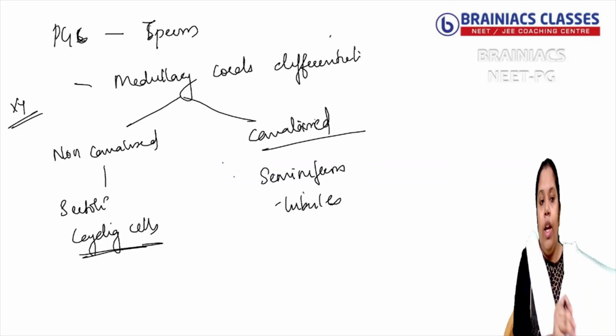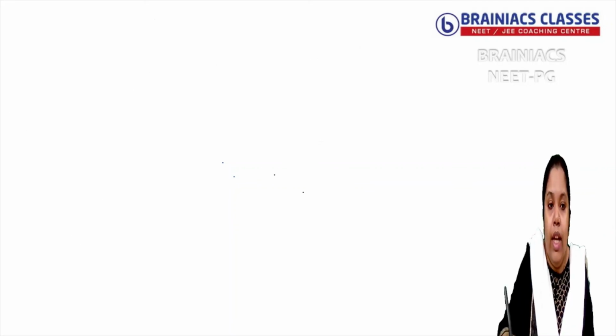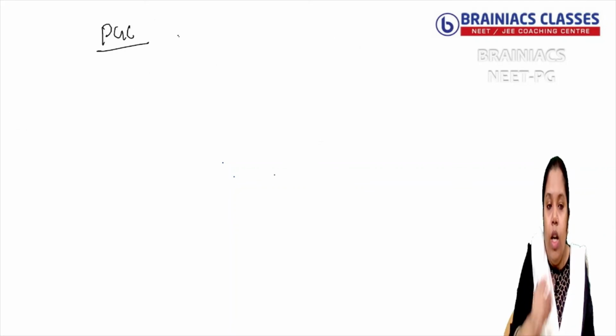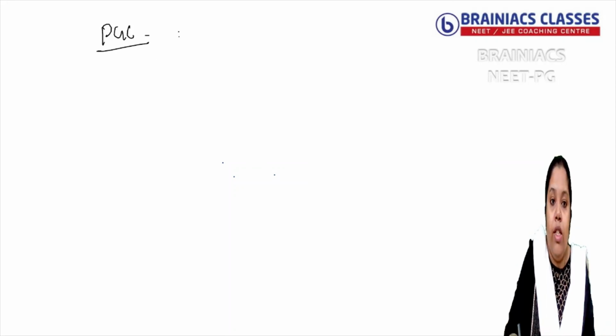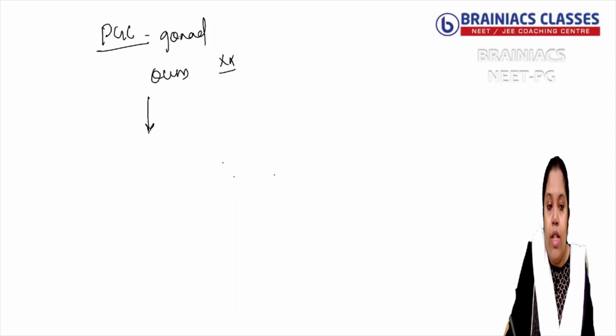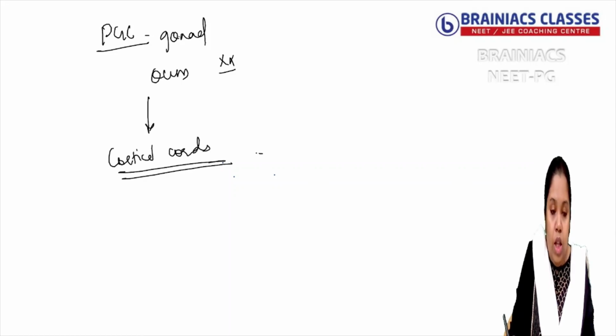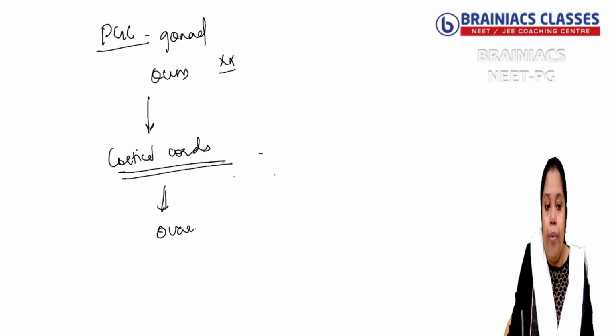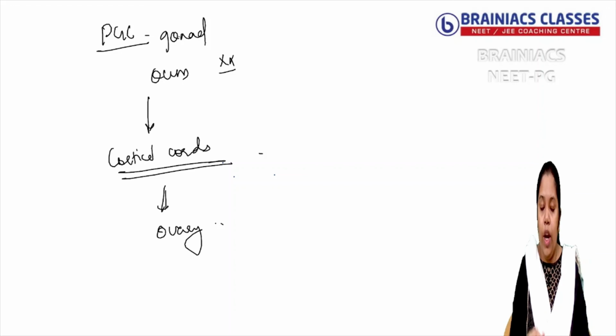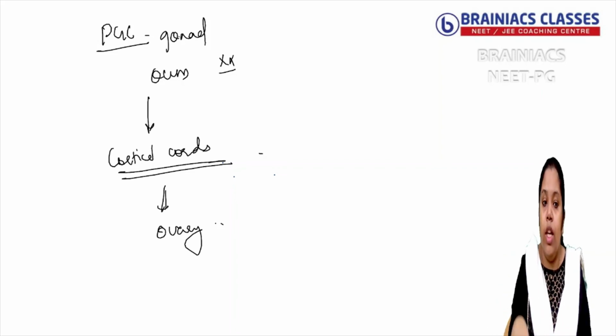What happens if the primordial germ cell that reaches the gonad is XX? That means the cortical cords will differentiate, forming the ovary. Understand? In the development of gonads, if the XY is reaching, the medullary cords will differentiate into testis. If the XX is reaching, the cortical cords will differentiate into ovary.